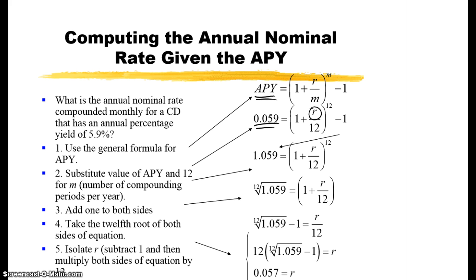Okay, well, substituting the right values and using the formula, the first two steps. The third step is to add 1 to both sides, right? So that we're trying to isolate R in order to solve for it. Take the 12th root on both sides, and you obtain the following math here. 12th root of 1.059 equals 1 plus R over 12. Subtract 1, multiply by 12, and that's how you obtain the answer of R equals 0.057. So the interest rate was 5.7%. Let me show you how to enter this on your calculator.